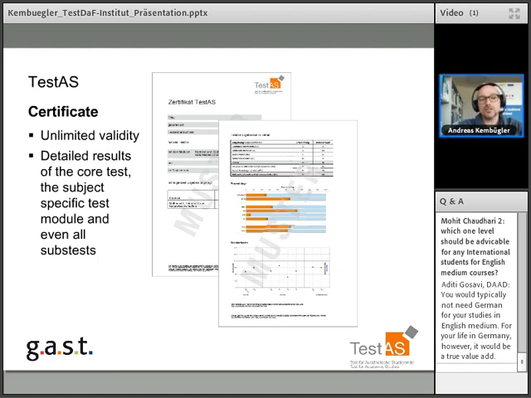After taking the TestDaF, you will get a certificate with detailed results and with unlimited validity. It shows all your results in all test parts, and that's what you have to show if you want to apply at one of those 50 universities.